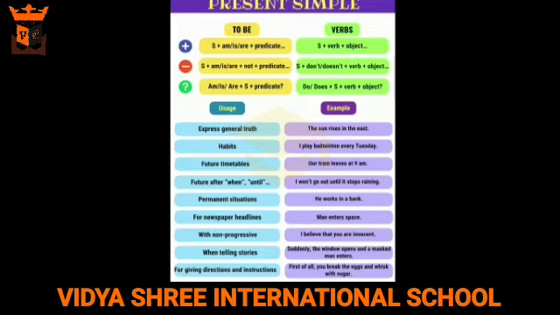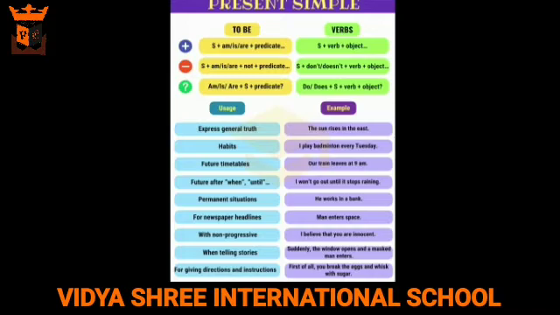In negative sentences, the form is subject plus do not or does not plus verb plus object, and in interrogative sentences, the form is do, does plus subject plus verb plus object.